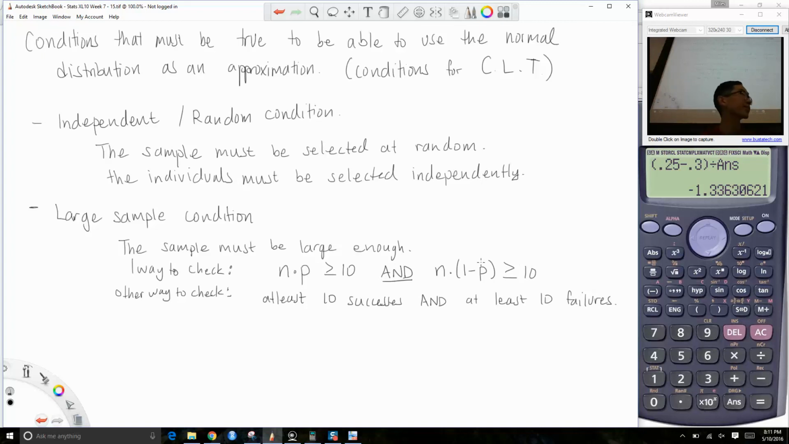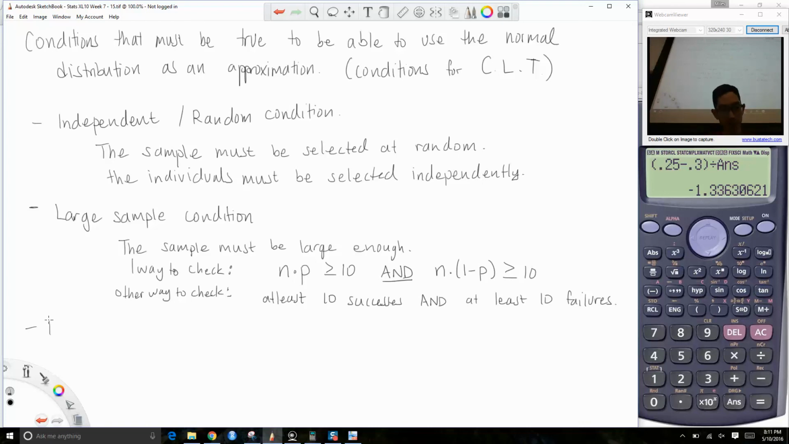So in your data, you have to have at least 10 successes and 10 failures, or n times p has to be bigger than or equal to 10, and n times 1 minus p has to be bigger than or equal to 10. Okay, so that's the large sample condition. Basically, your sample must be large enough.